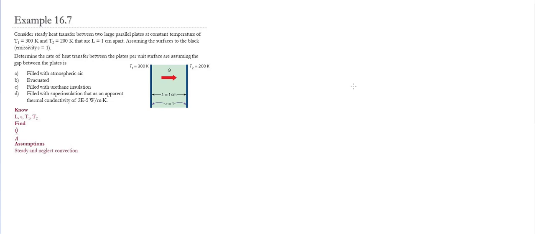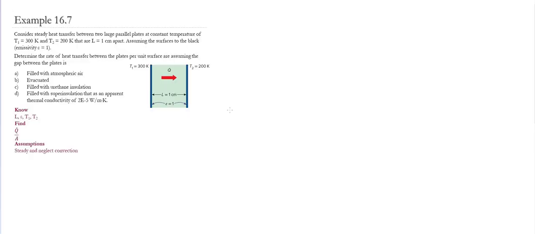heat transfer between the plates per unit surface area, assuming that the gap between them is, and we have 4 choices. The first one is filled with atmospheric air. The second one, the section is evacuated. The third one is a section filled with urethane insulation. And lastly, is filled with a super insulation, which has an apparent thermal conductivity of 2 times 10 to the negative 5th watts per meter Kelvin.